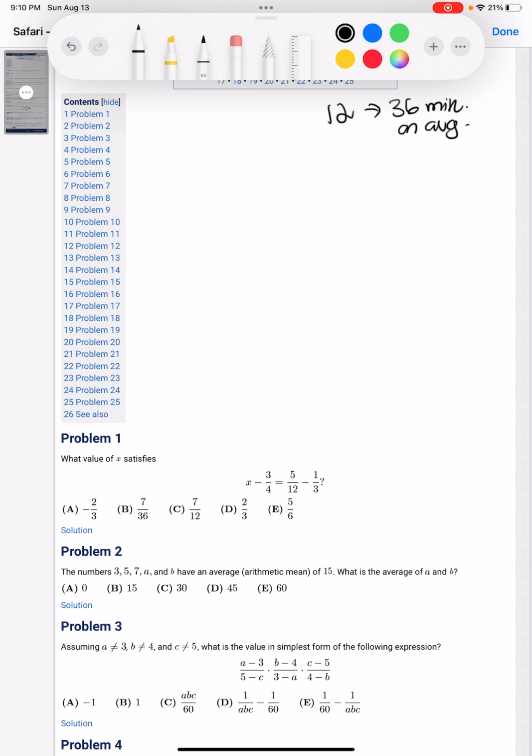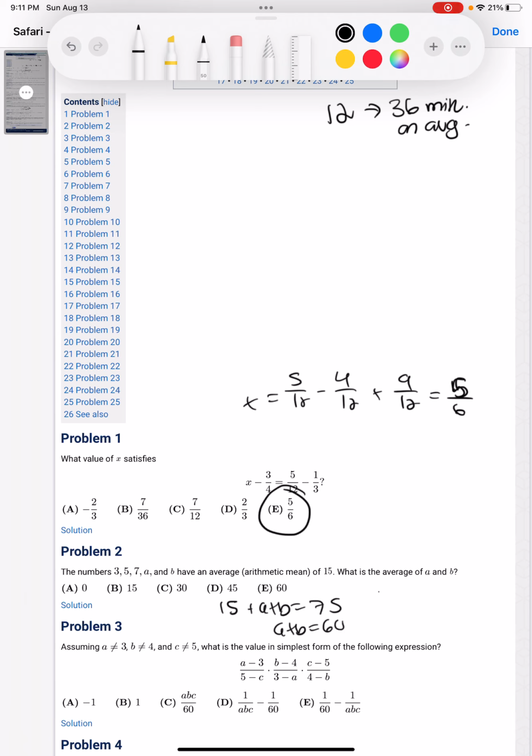Okay, for what value of x does this equation satisfy? So basically, about a 6, right? That's just e. So if they have an arithmetic mean of 15, that's the average of the two terms. There's c.